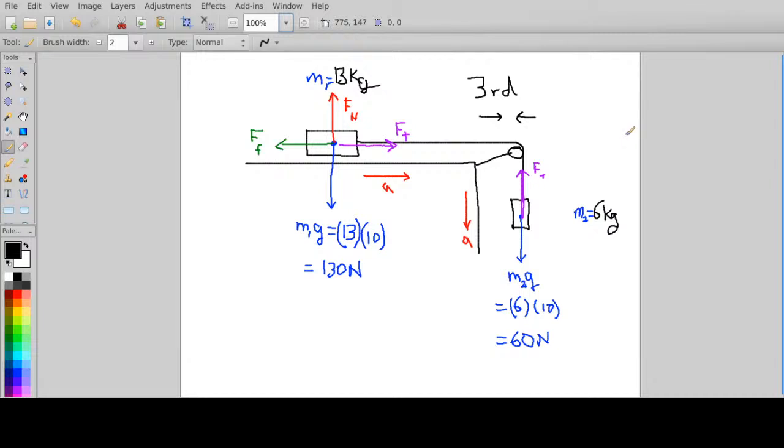And so these two forces, Ft and Ft, have to have the same magnitude. But you might notice they're not in opposite directions. And you go, well, does the third law really apply here? Because they're not in opposite directions. And the answer is yes, the third law does apply.